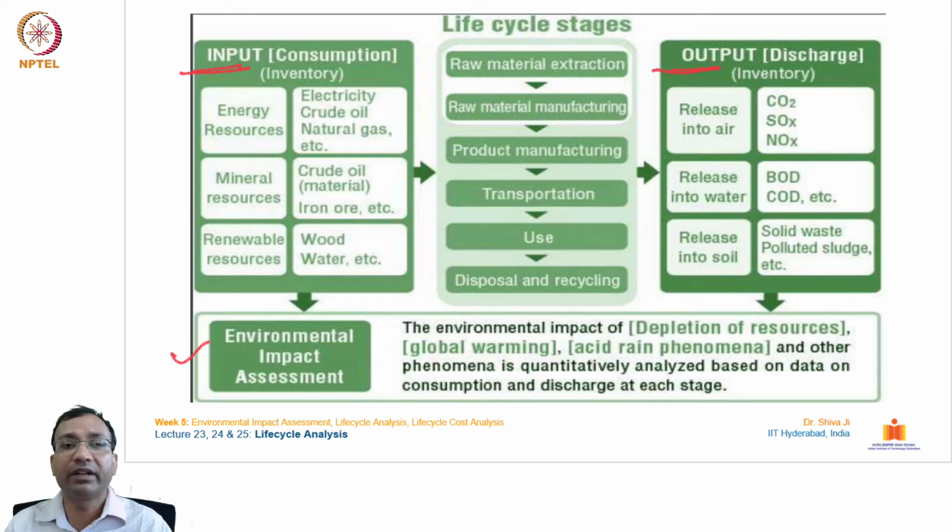For example, acid rain, global warming itself, the depletion of resources, and the contamination of natural resources such as air, water and earth. Noise pollution, light pollution. So all of these sorts of things take place in and around the life cycle of a product.